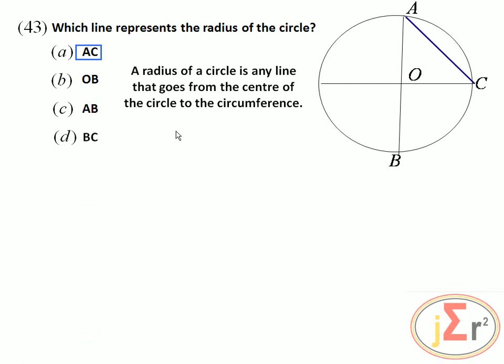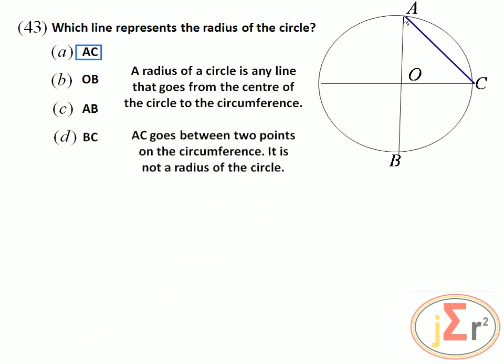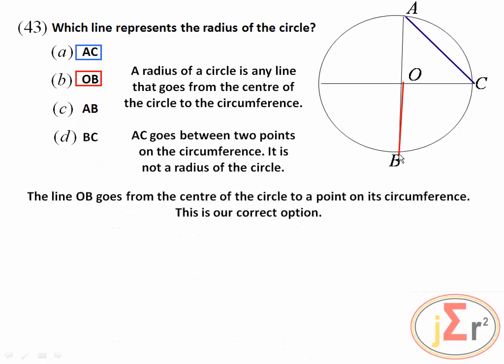So let's look at the first one, AC. AC goes from a point on the circumference to another point on the circumference. Circumference to circumference. That's not a radius. OB. OB goes from the center to the circumference. The line OB goes from the center of the circle to a point on its circumference. This is our correct option. So this line is a radius of the circle.